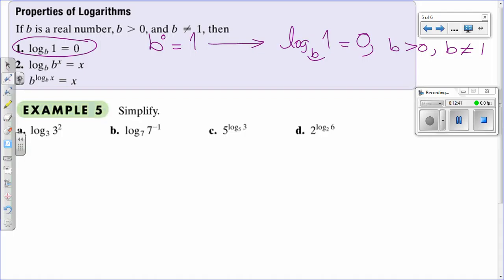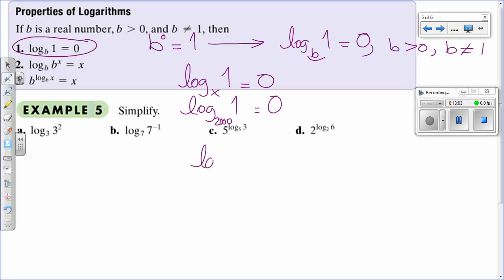Okay? So if I ask you a question like, what is the log of 1 base x? What would you tell me? 0. It doesn't matter what x is. What if I ask you, what is the log of 1 base 2000? It's just 0. All right? So the log of 1 will always be 0.